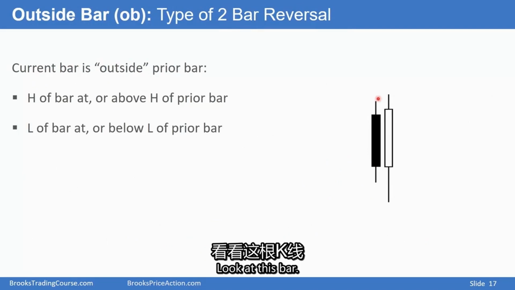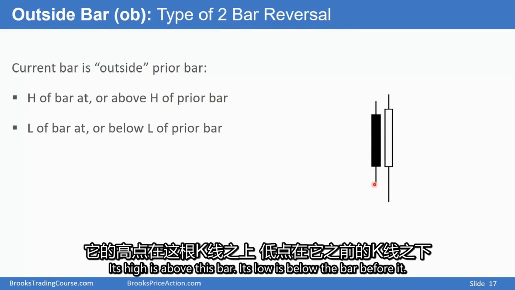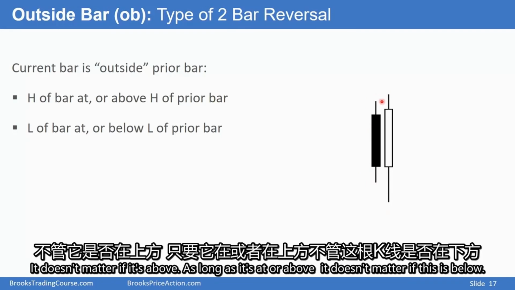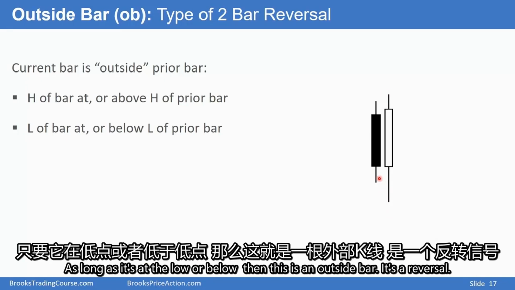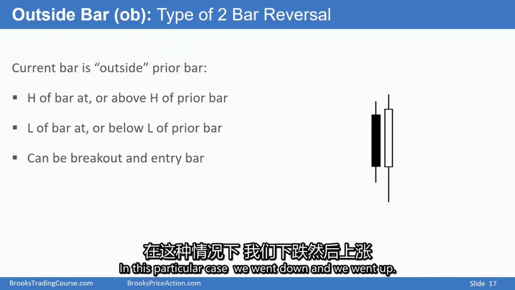Look at this bar. Its high is above this bar. Its low is below the bar before it. It doesn't matter if it's above, as long as it's at or above. It doesn't matter if this is below, as long as it's at the low or below. Then this is an outside bar. It's a reversal. In this particular case, we went down and we went up.